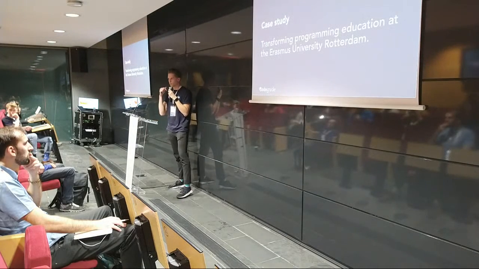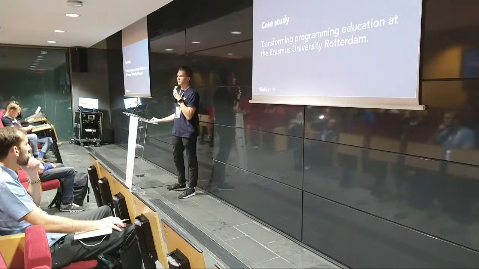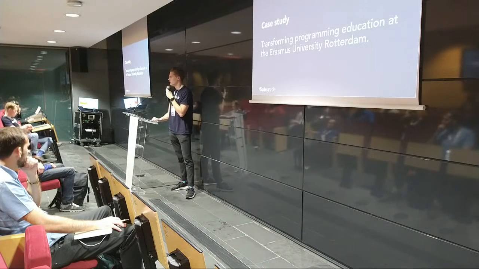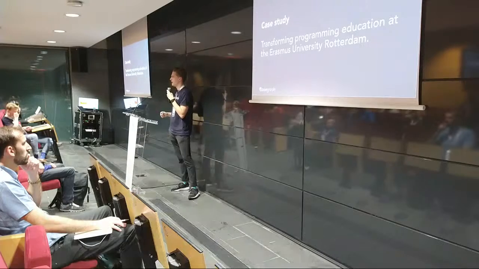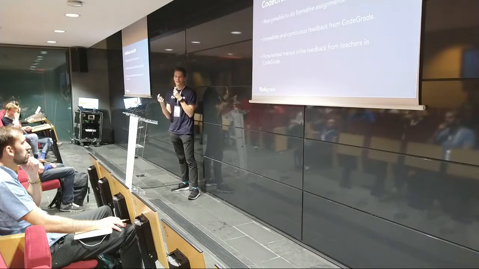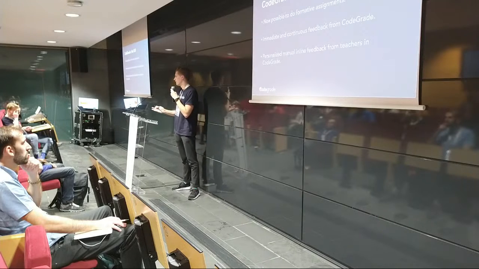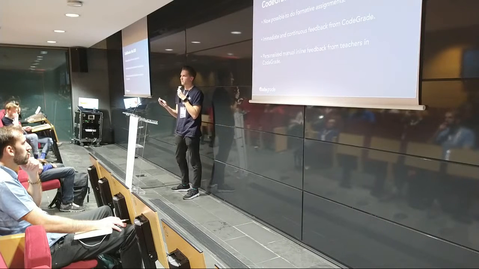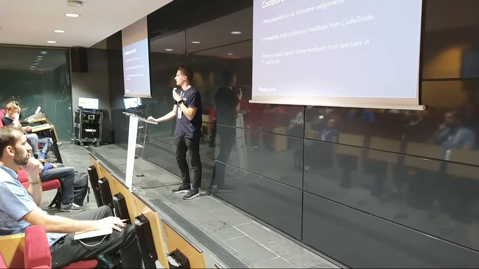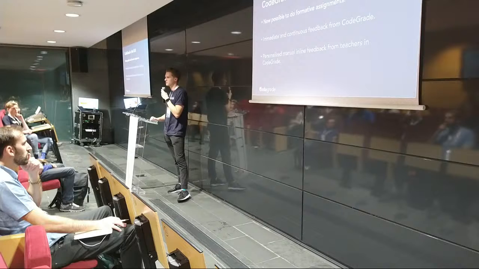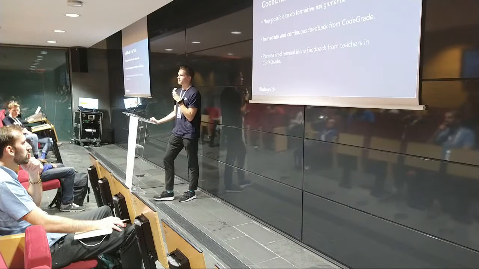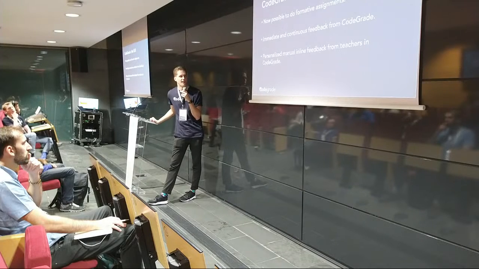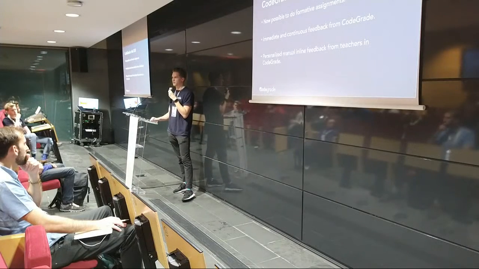So let's quickly look at a more practical example, how we used CodeGrade at Erasmus University in Rotterdam to transform their education from a more formal exam to formative assignments. So basically, without CodeGrade, they only did a final exam at the end because they have 500 students per course. And now they can do formative assignments, so a weekly assignment where the students get immediate and continuous feedback from CodeGrade during the week of the assignment. And then a few days after the deadline, the teachers will give some personalized manual feedback in CodeGrade that they'll be able to see.